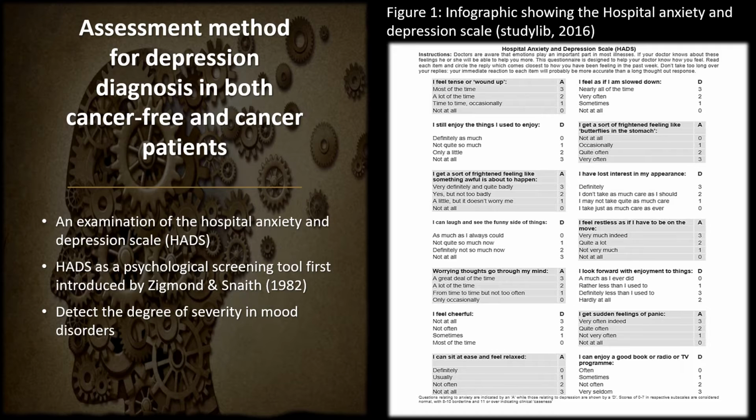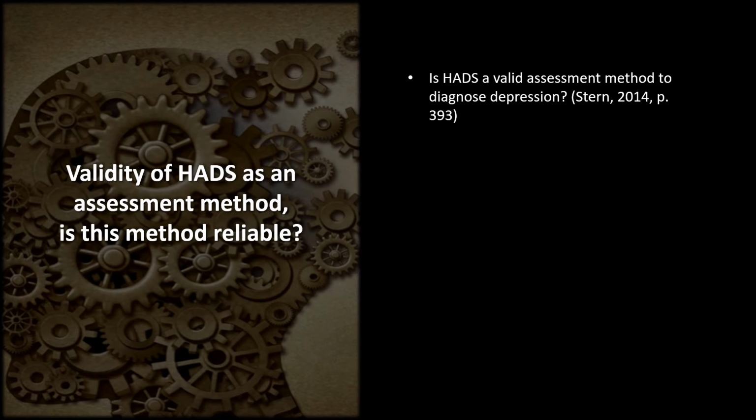HADS is used to detect the severity of depression by means of a scoring scale system. The higher the overall score, the higher the degree of depression, and vice versa. HADS has proven to be a valid tool to identify depression in cancer patients. We will cover this on the next slide in some more detail. Stern validates HADS as an effective tool to diagnose depression and psychological symptoms. He also mentions the National Institute for Health and Care Excellence recommend HADS for diagnosing depression in cancer patients.